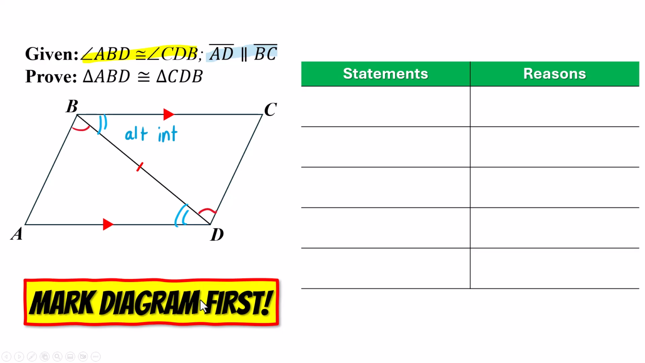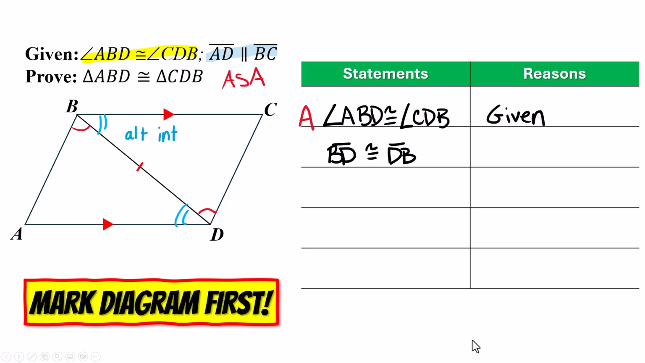Once your diagram's all marked up, and you know what you're going to be doing, in this case, it's going to be angle, side, angle. We know that angle ABD is congruent to angle CDB because that is given. And that's our first angle. BD is congruent to DB, reflexive property. Hopefully you're getting that really well by now. I've purposely included lots of proofs with that. There's your side. Now we need another angle.